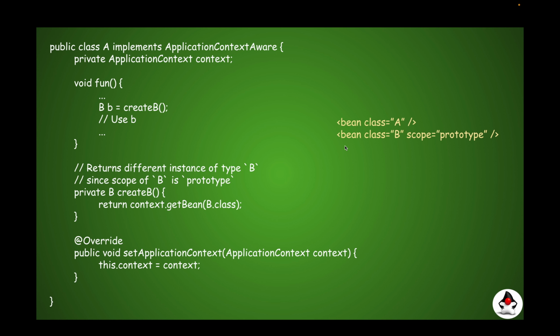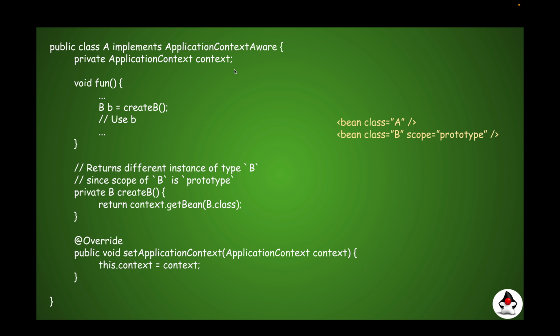So in the yellow color you can see the bean definition. We have defined two beans, first of class A, second of class B, and bean B has a scope prototype. That means whenever we try to access bean of type class B, we will get a new instance every time. And on the left hand side, you can see the Java code of class A.